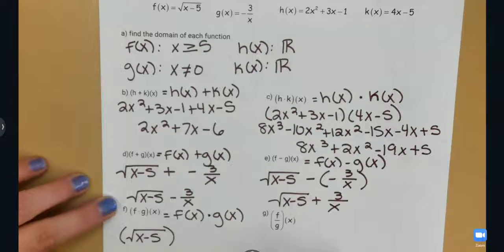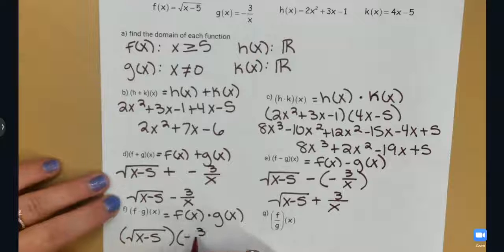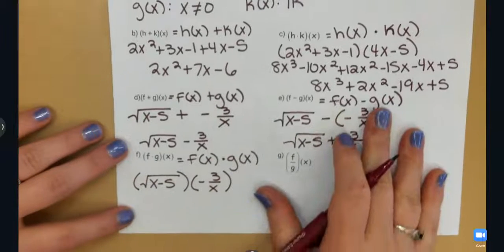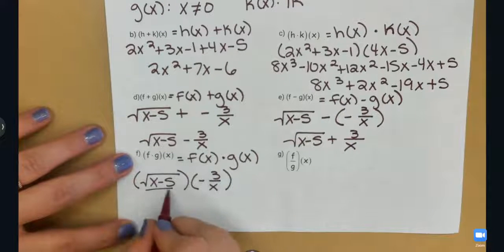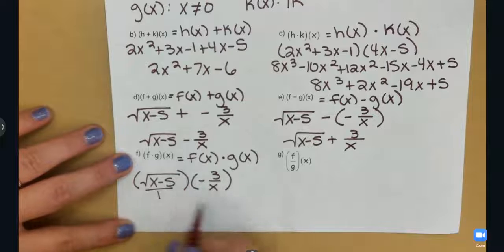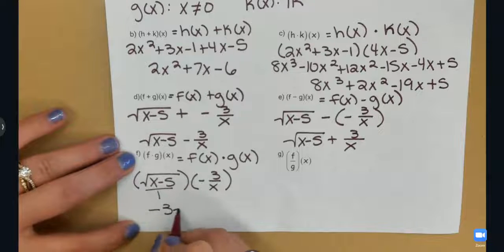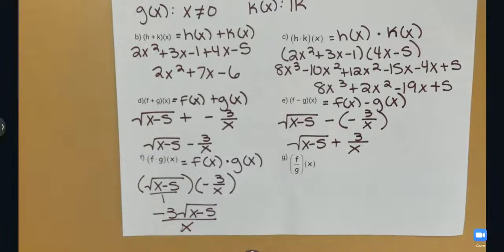So x minus 5 times negative 3 over x. Now remember, we've got an invisible denominator here of 1, so this is just top times top, bottom times bottom. So negative 3 square root of x minus 5 over x.